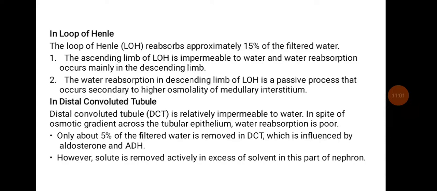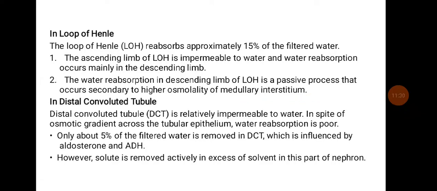The loop of Henle reabsorbs approximately 15% of the filtered water. The ascending limb of the loop of Henle is impermeable to water, and water reabsorption occurs mainly in the descending limb. The water reabsorption in the descending loop of Henle is a passive process that occurs secondary to higher osmolarity in the medullary interstitium.